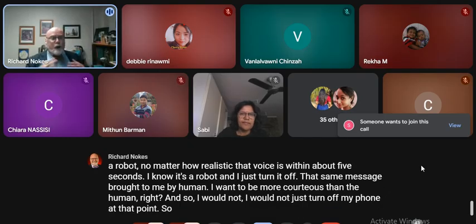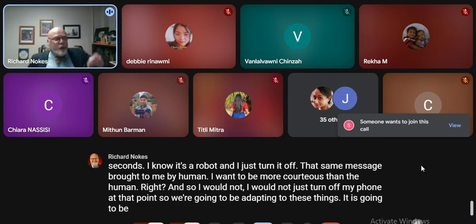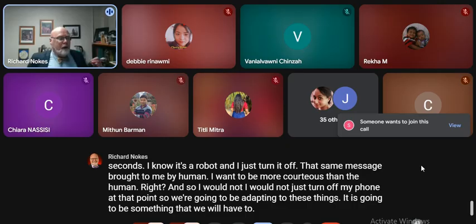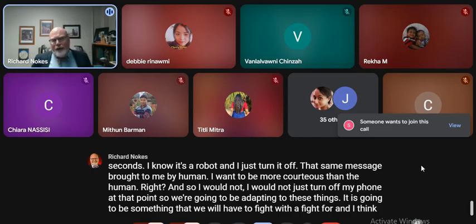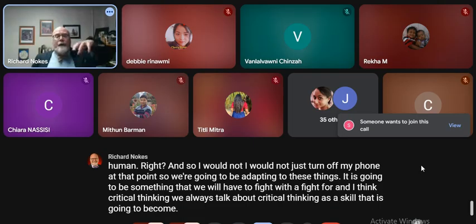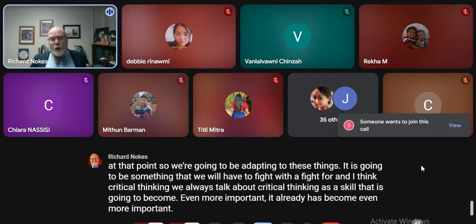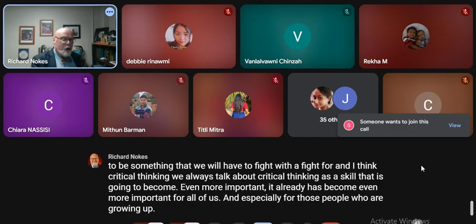So we're going to be adapting to these things. It is going to be something that we will have to fight for. And I think critical thinking, we always talk about critical thinking as a skill, that is going to become even more important. It already has become even more important for all of us, and especially for those people who are growing up only having artificial intelligence.